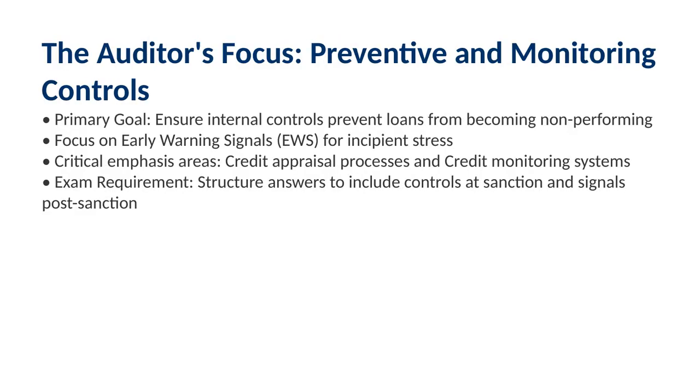Mars wants to be absolutely sure that the internal controls are working effectively. He isn't just looking for a system that catches NPAs after they happen. He wants a system that prevents loans from becoming non-performing in the first place and sends out early warning signals if something goes wrong. He is placing a huge emphasis on credit appraisals and credit monitoring. If you are appearing for the exam, you need to structure your answer exactly like this to score full marks.